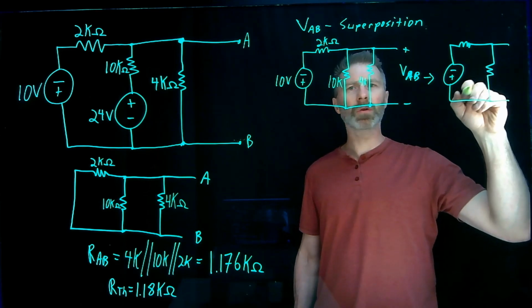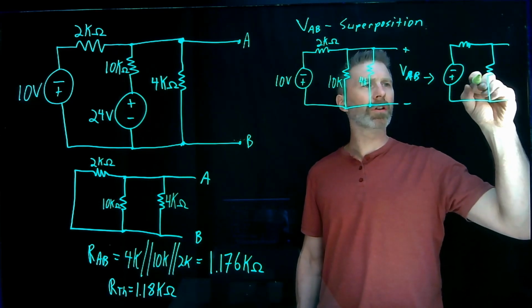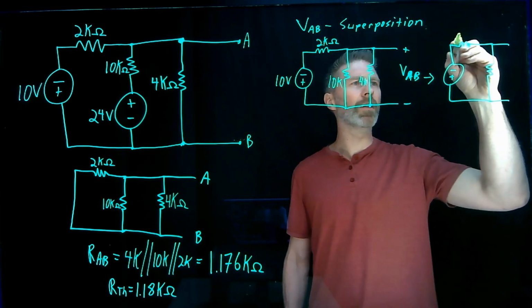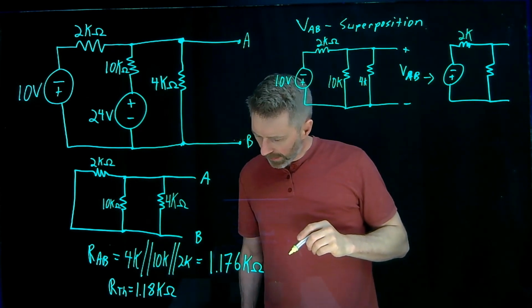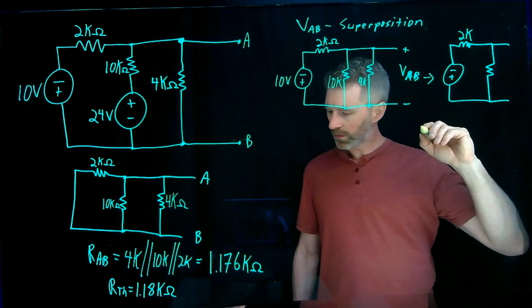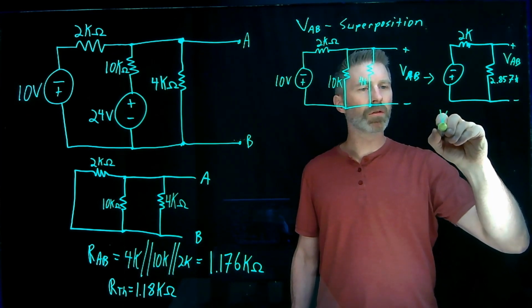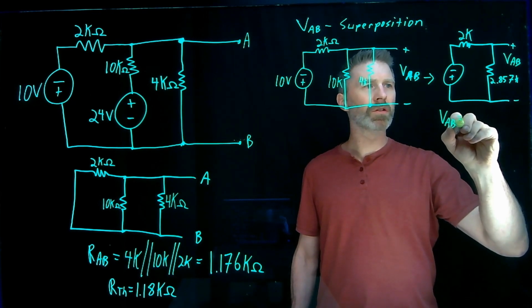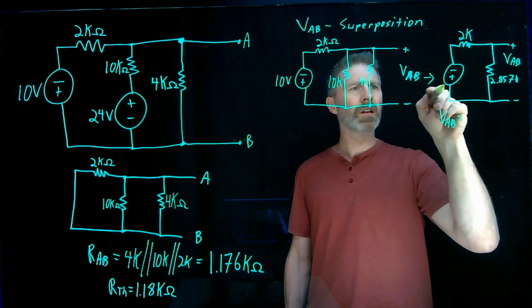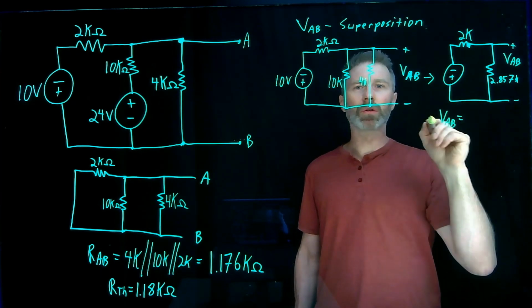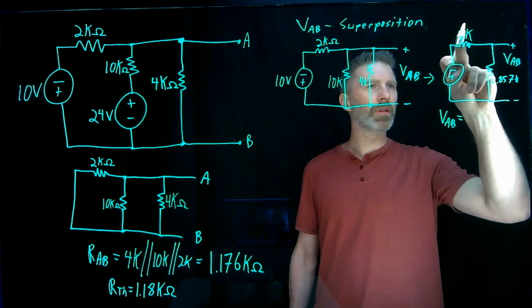And then the AB voltage is simply the voltage across this parallel combination of the 10K and the 4K. And that value is 2.857. And now the AB voltage, we can use the voltage divider equation, because that 10 volts, negative 10 volts from that source is being split between those two resistors.